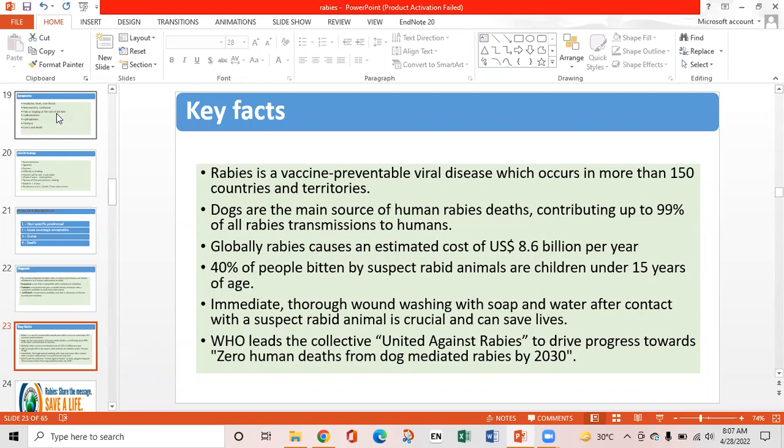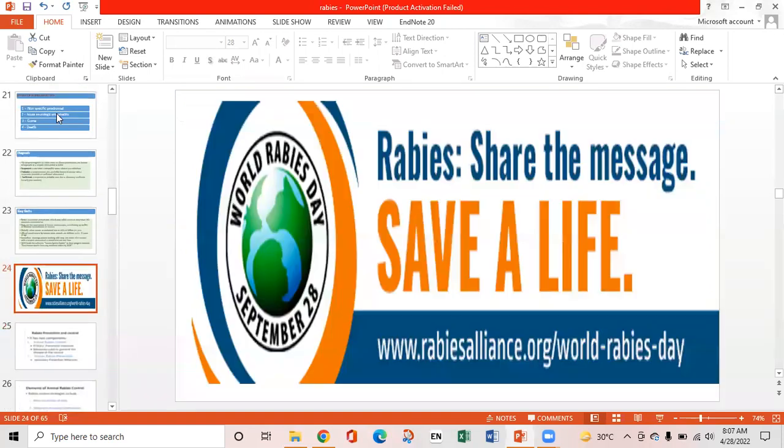Immediate thorough wound washing with soap and water after contact with the suspect rabid animal is crucial and can save lives. WHO leads the collective United Against Rabies to drive progress towards zero human deaths from dog mediated rabies by 2030. Now, World Rabies Day is celebrated on September 28th.